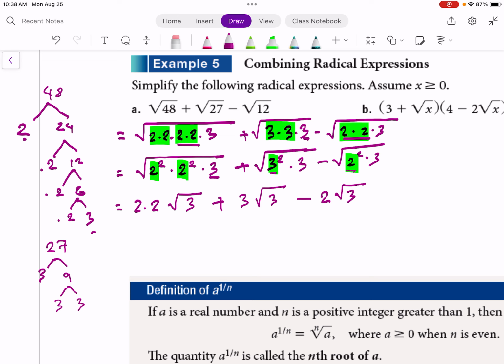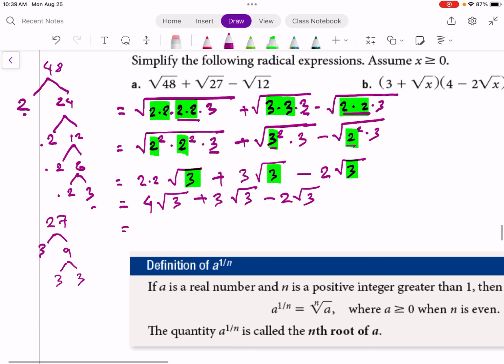Now, do we have the same index and the same radicand? In each radical expression, do you see the same index and the same radicand? Yes, right? Each has an index 2 and radicand 3. If this is the case, you simplify the number in front of the radical expression. So this is 2 times 2, let me write this as a 4. So this is 4 square root of 3 plus 3 square root of 3 minus 2 square root of 3.